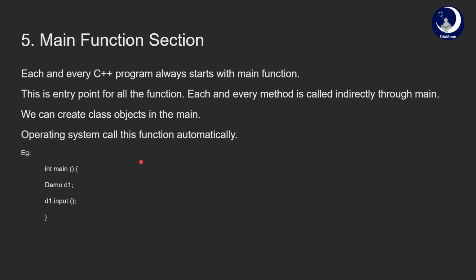So let's see how we can call the actual demo class which we have defined previously. So inside the int main function, we'll be defining an object of class demo. So here we'll be giving the class name followed by the object name. And then using the object name, we'll be accessing the input function or method that belongs to the demo class.